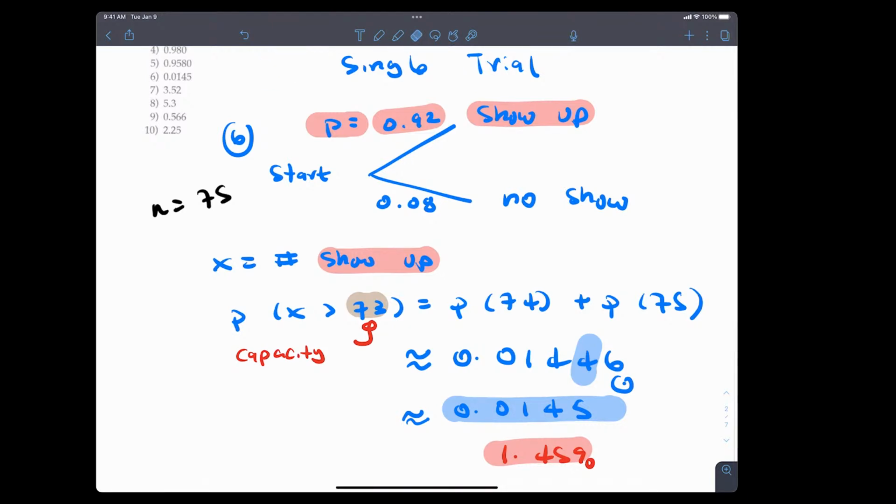So number 6 is same as the solutions there. What that means is about 1.45% of the time for an airline that overbooks by 2, meaning capacity 73, but adds 2 more, books 75 people. 1.45% of the time, based on the individual showing up, they're going to be over capacity. So in that case, they have to offer those little perks they do.